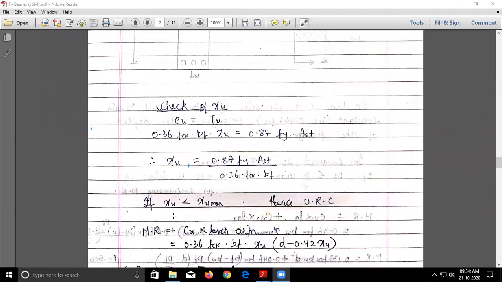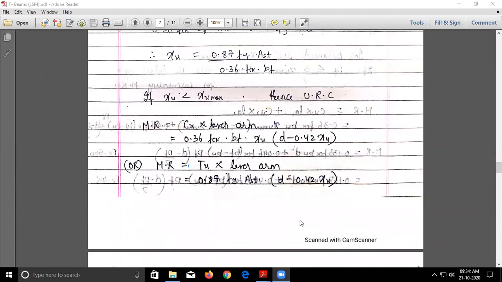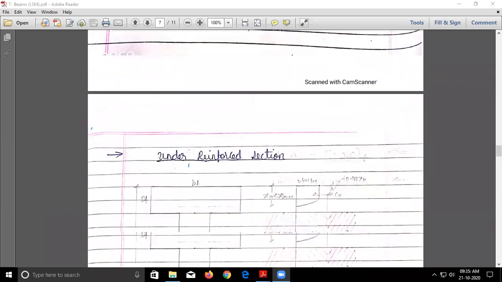Okay. So if xu is less than xu max, we know that it is an under reinforced section. Now how to find out MR? In this case, MR is simple, either Cu into lever arm or Tu into lever arm. So 0.36 fck Bf into xu into lever arm, or for Tu, 0.87 fy into Ast into lever arm. Is this clear everyone? First case clear ho gaya. When xu is less than Df, it is similar to the rectangular beam only. The only difference is Bf in place of B. I hope this is clear.